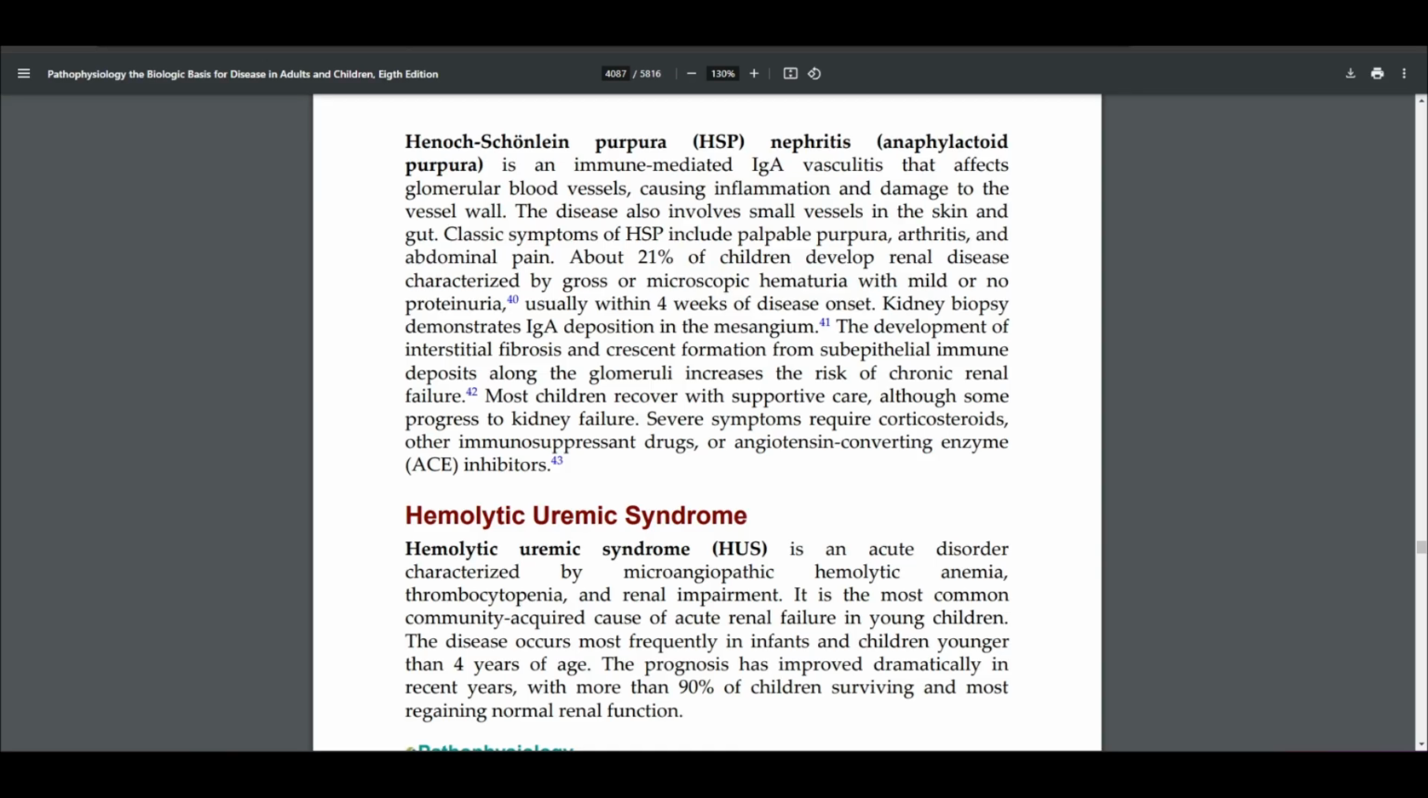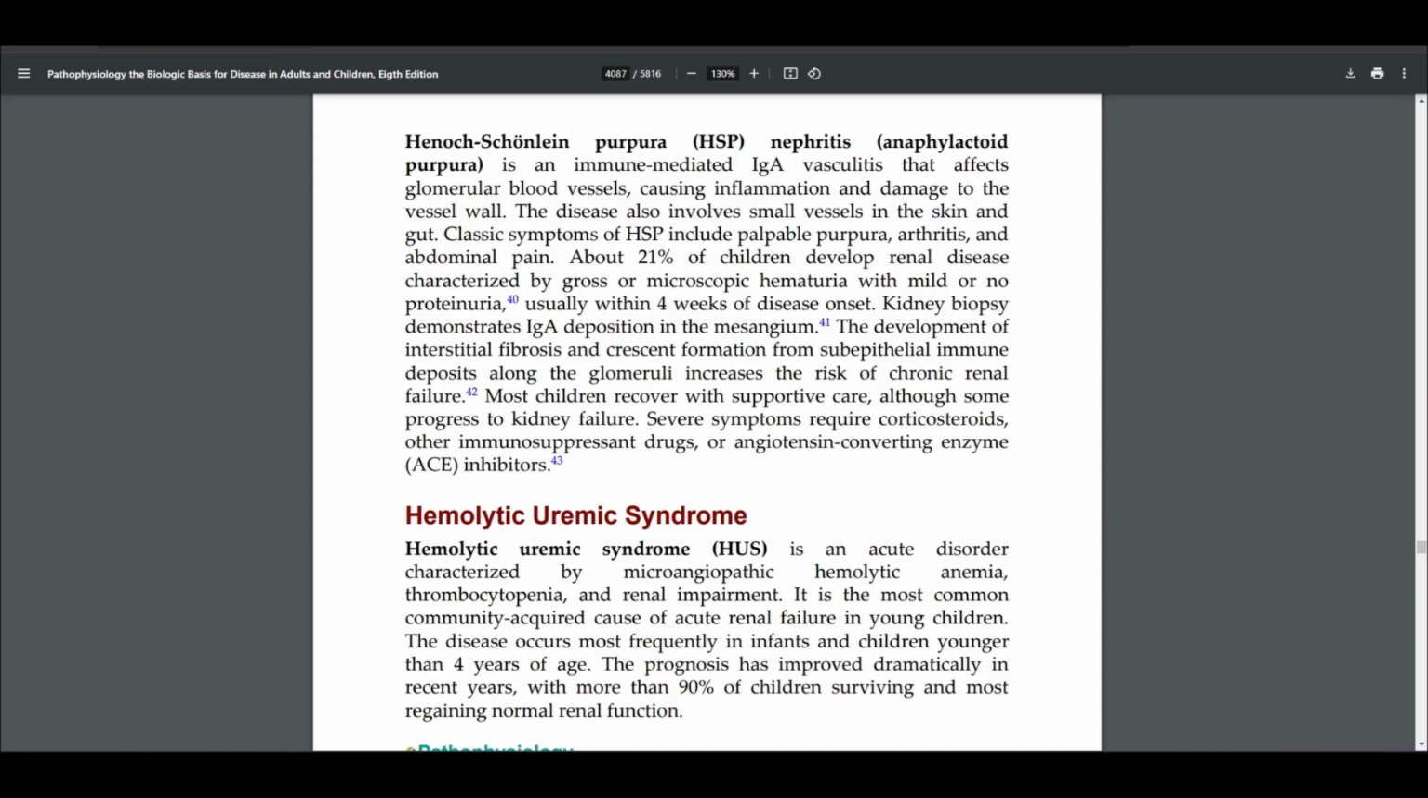The disease also involves small vessels in the skin and gut. Classic symptoms of HSP include palpable purpura, arthritis, and abdominal pain. About 21% of children develop renal disease characterized by gross or microscopic hematuria with mild or no proteinuria, usually within 4 weeks of disease onset. Kidney biopsy demonstrates IgA deposition in the mesangium.